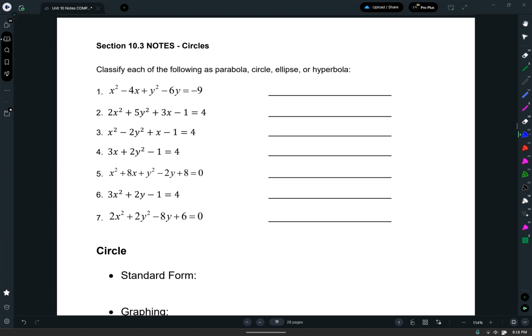So this is section 10.3. We're finally going to get into something that might be a little bit new and different for you. I guess all of this really has been. I'm not sure, you may have done a little bit of this in geometry. So let's start with a refresher.